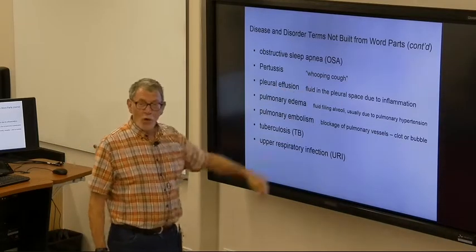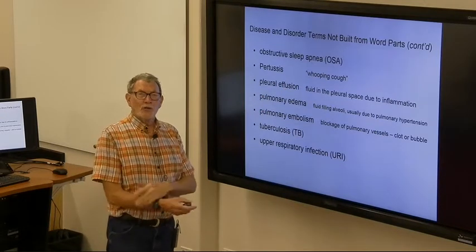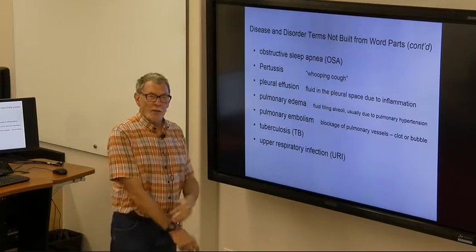Pertussis is whooping cough. Most people don't get whooping cough anymore because it's one of the childhood vaccines that we get.